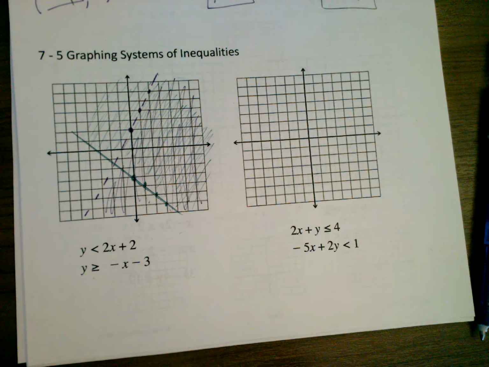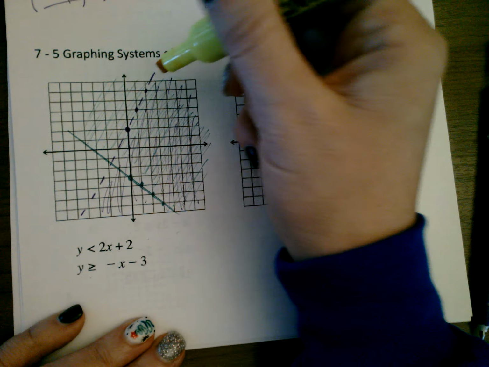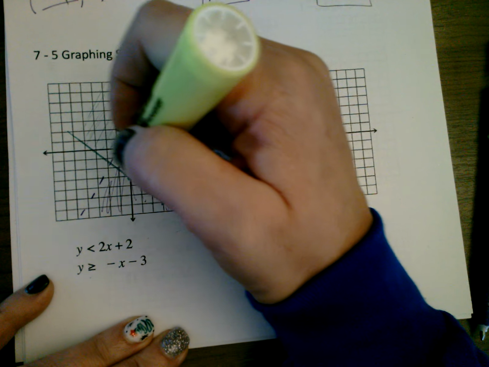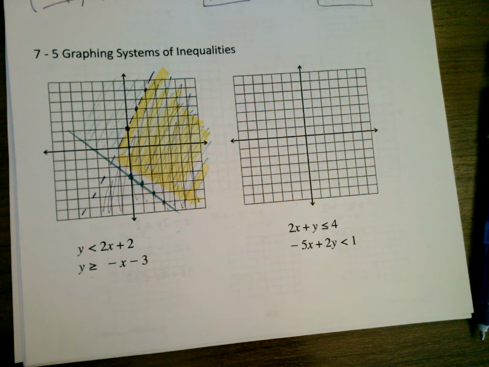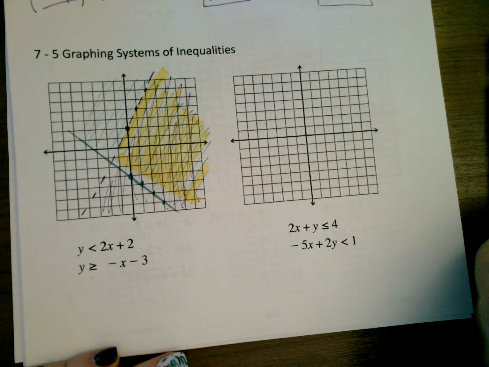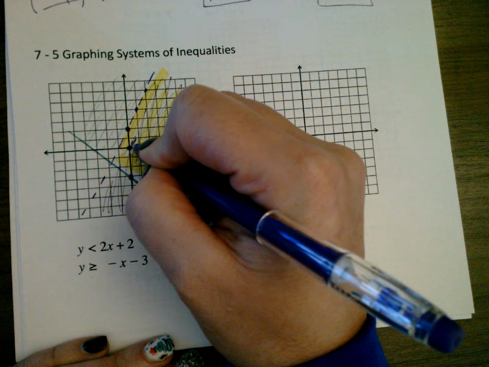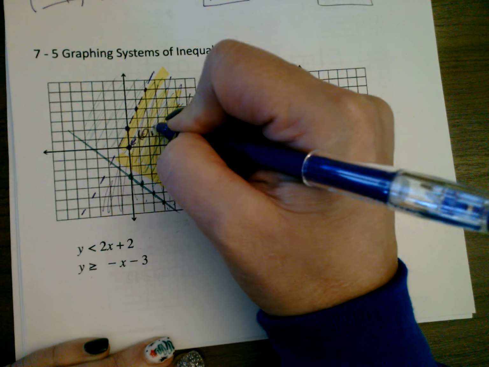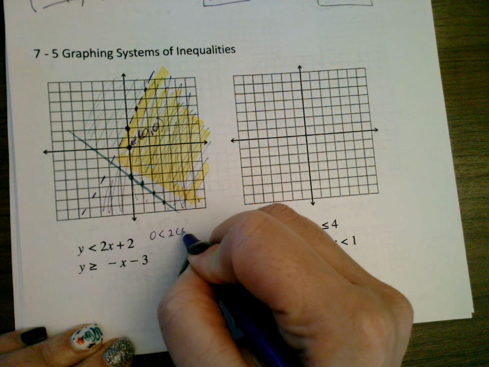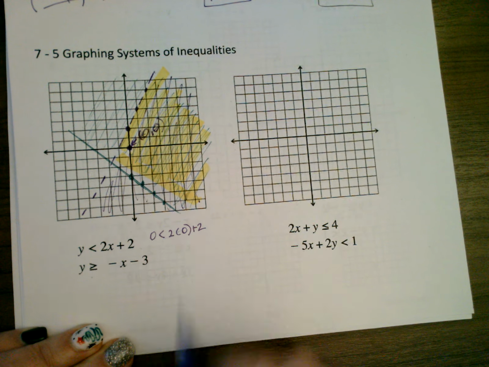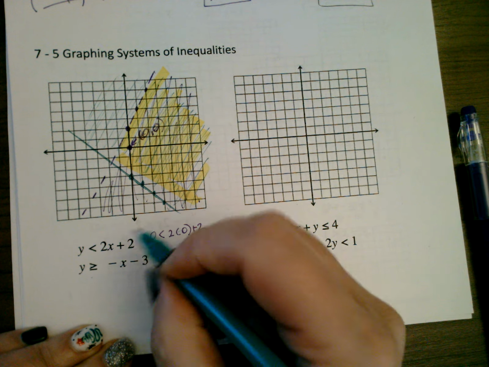In the area where I will have my purple and my green is where I will find ordered pairs or points on the graph that will work on both math problems. If I pick an ordered pair, if I pick the point 0, 0, for example, if I put 0 in, is that a true statement? Yes, 0 is less than 2.